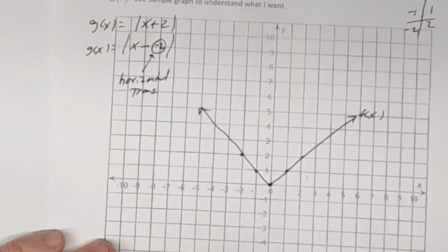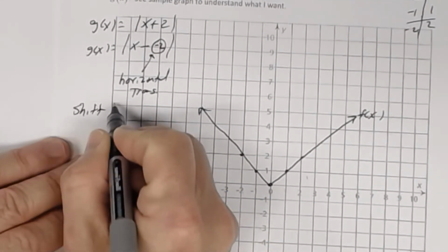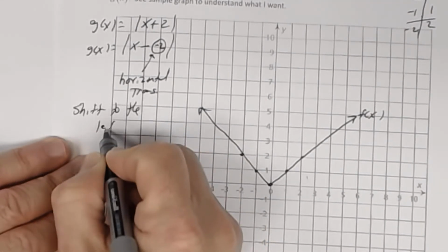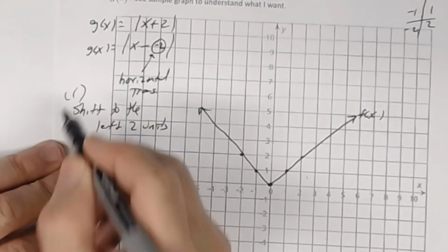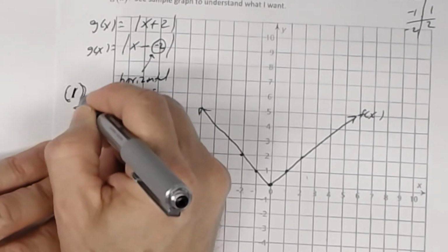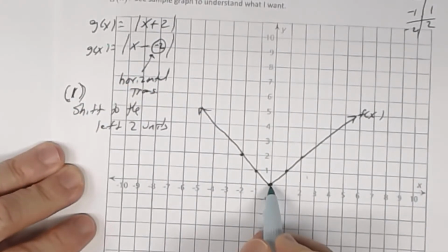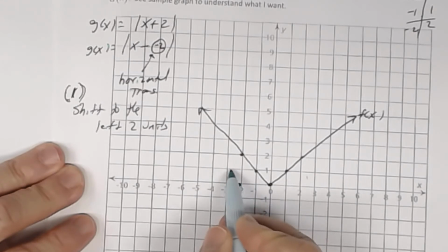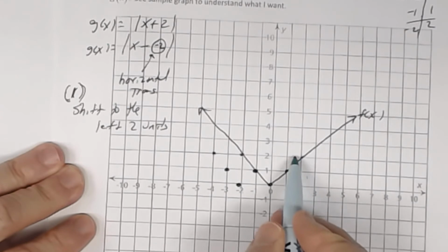That's what that says. So you're going to shift to the left 2 units. All right, so that's the first one you're going to do, your first transformation. So let's start with the vertex. So I go 1, 2, 1, 2, 1, 2, 1, 2, and then 1, 2.